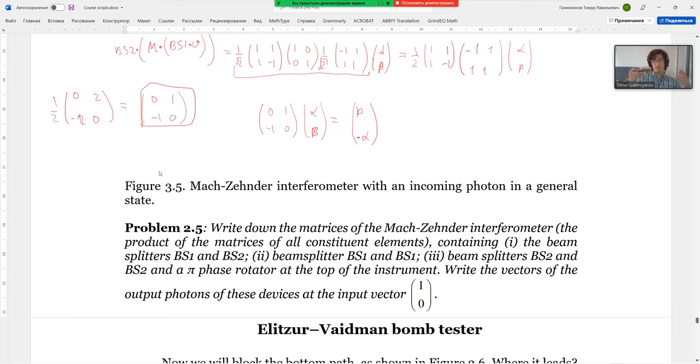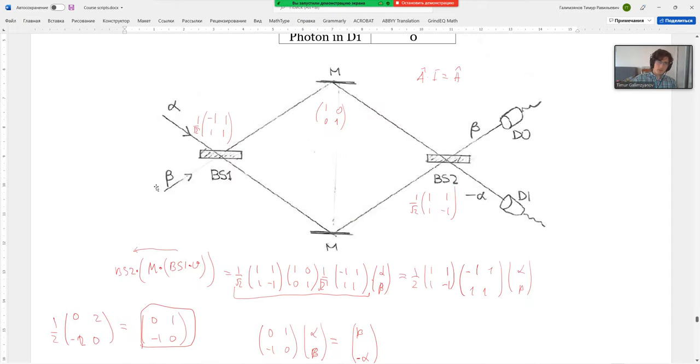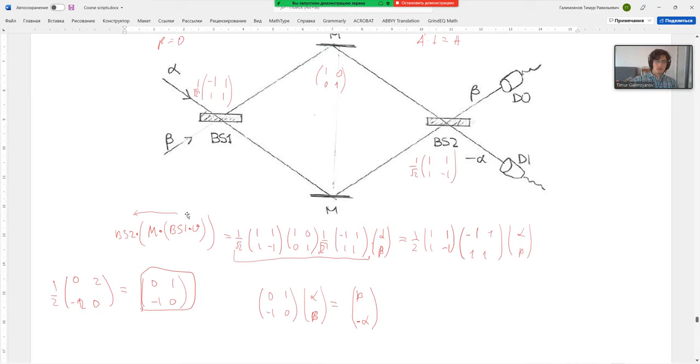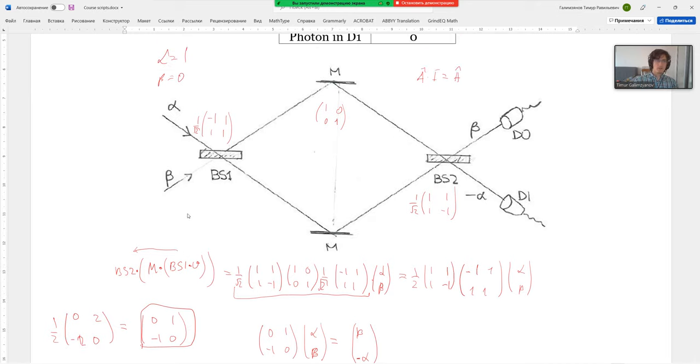So what does this instrument do in this setup? It switches the parts of the light. If alpha equals 1 and beta equals 0, then here we should have 0, 1. So it put beta at the upper side and alpha at the downside. And all this is done by this matrix.